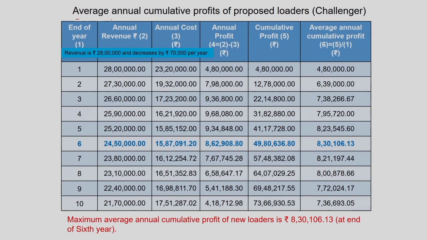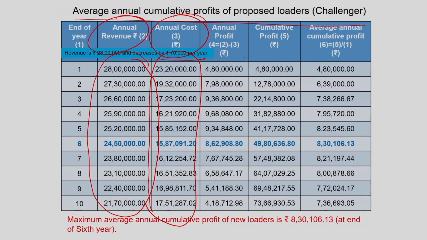Now, let us calculate the average annual cumulative profit for the proposed loader, that is the challenger. The revenue is the same, so the same way you are going to calculate the revenue. Every year the revenue is decreasing by 70,000 per year. The annual cost is already calculated for the proposed loader, and from the previous table you can take these values. Now, your profit is nothing but your revenue minus cost, column 2 minus column 3, that is going to give you the profit. The same way you can calculate, and then you find the cumulative profit.